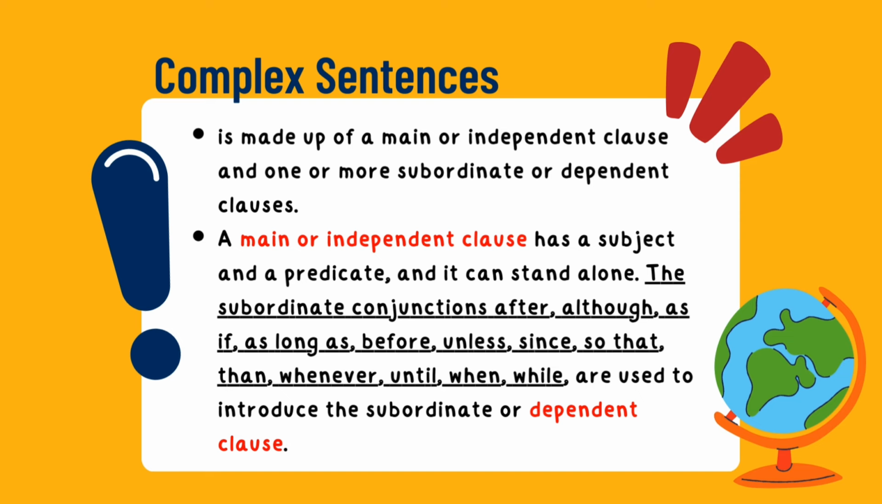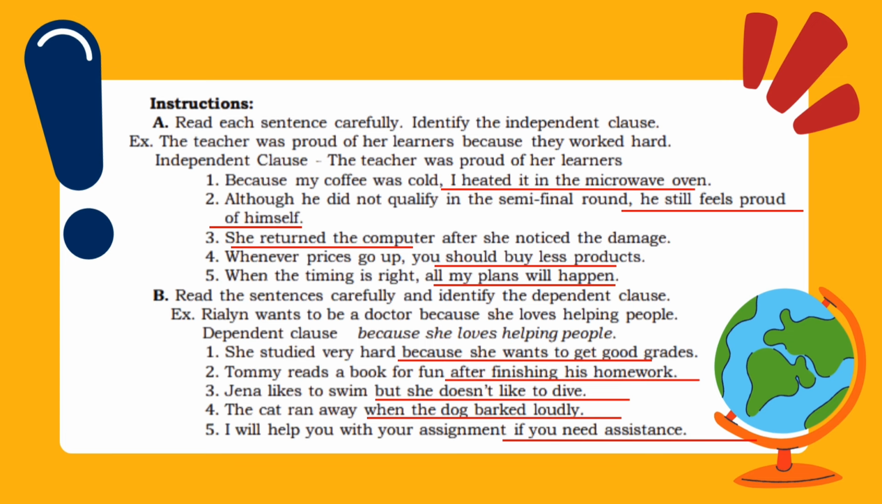Okay? Now, we have here an activity. Read each sentence carefully and identify the independent clause. So for letter A, you're going to identify the independent clause. For example, the teacher was proud of her learners because they worked hard. So the independent clause is the teacher was proud of her learners. For number 1, we underline I heated it in the microwave oven. For number 2, he still feels proud of himself. Number 3, she returned the computer. Number 4, you should buy less products. For number 5, all my plans will happen. See, even by hearing those independent clauses, they all gave us a meaning.